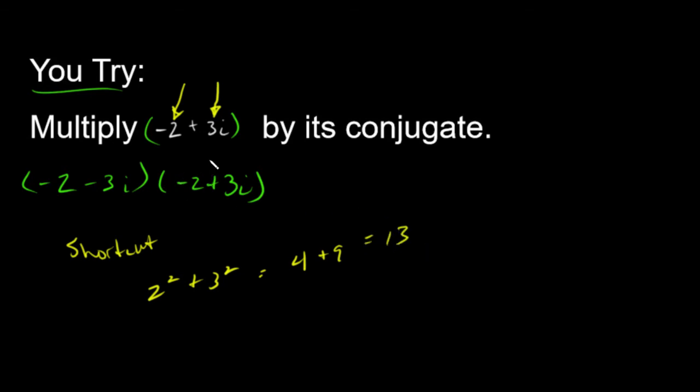Boom. Look how quick that was. None of this distributing, none of this simplifying, none of this changing i squared to negative 1, none of that. It's just first number squared, second number squared, add them together. And it will work out. All right?